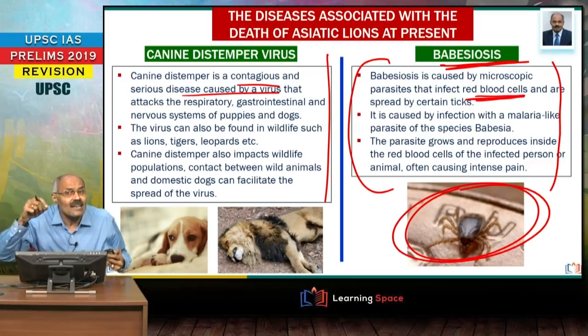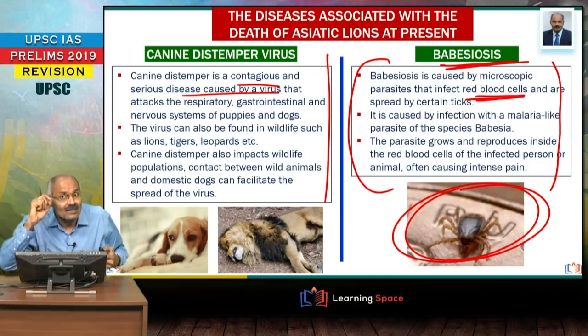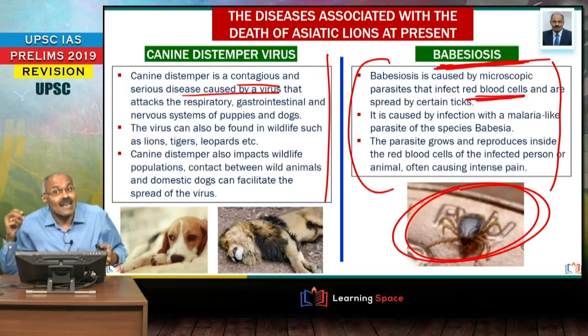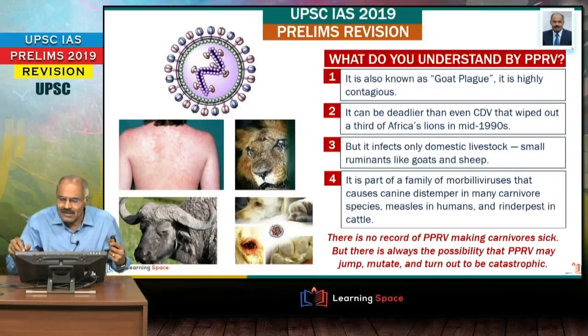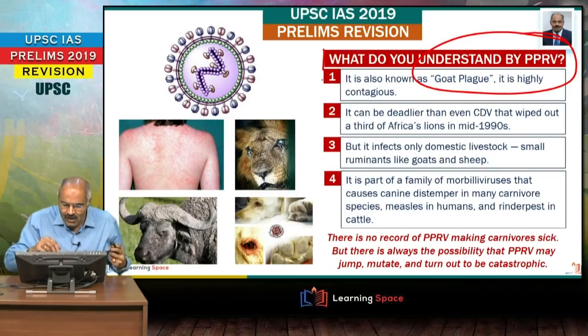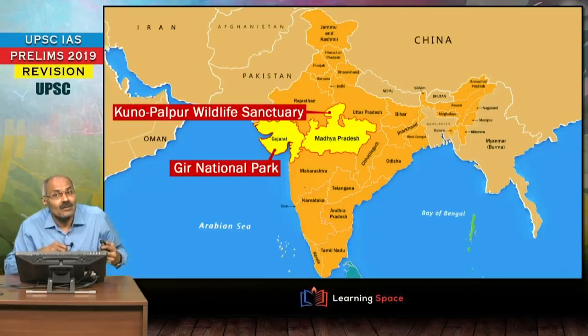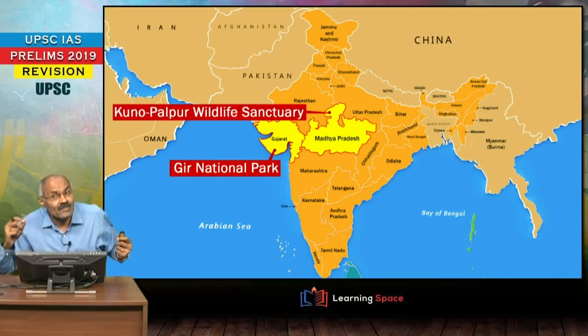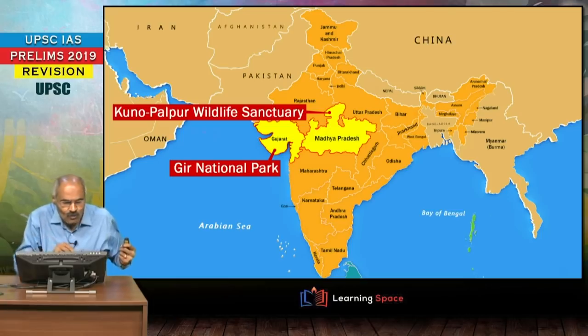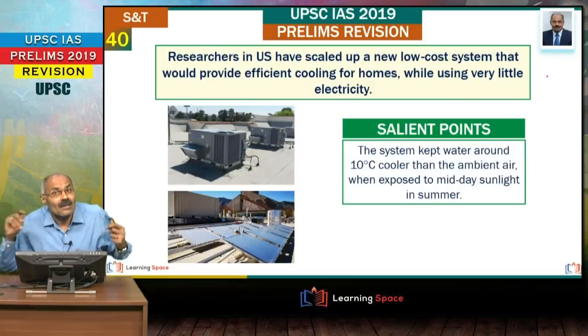So friends, recently the death of lions is primarily because of canine distemper virus, and in this context babesiosis, which affects red blood cells and is transmitted through ticks, is also in the news, right? And at the same time, there is goat plague, please don't forget. It may not be that important now from your exam perspective, right? And as I have already told you, there was a proposal to shift some of the Asiatic lions to Kuno Palpur Wildlife Sanctuary in Madhya Pradesh, but the Gujarat government is not agreeing, right? This may be a potential question from your exam perspective, right friends?